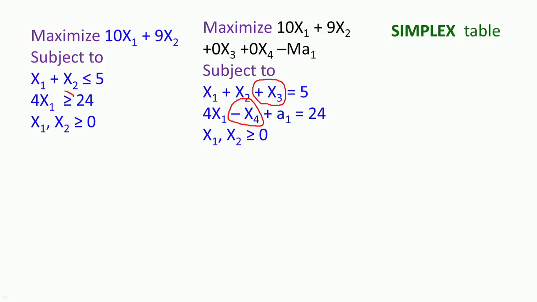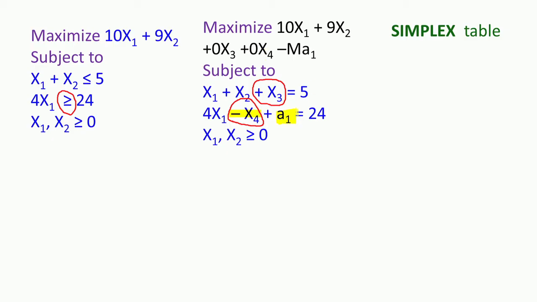As we have seen before, this greater than or equal to constraint has resulted in a negative slack variable, and this negative slack variable cannot be a starting variable for the simplex algorithm. Therefore, we introduce the artificial variable a1. So, x1, x2, x3, x4 and a1 are greater than or equal to 0. The two slack variables x3 and x4, one a positive slack and the other a negative slack, do not contribute to the objective function.